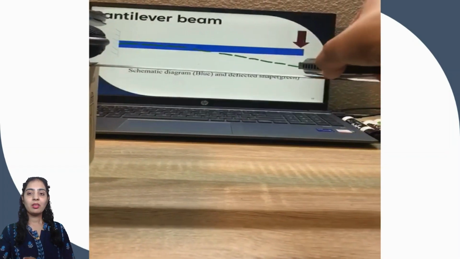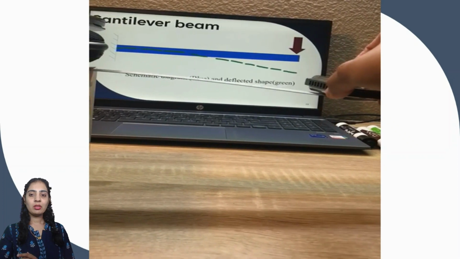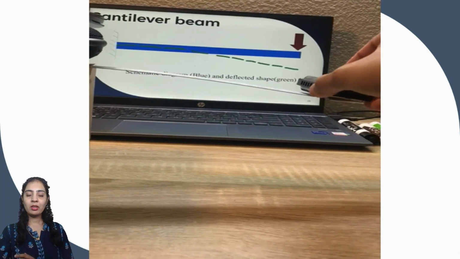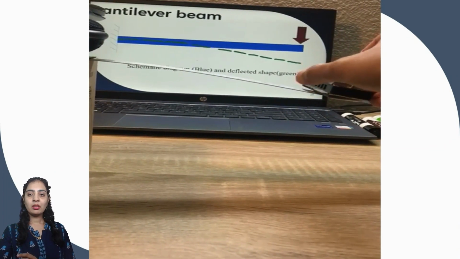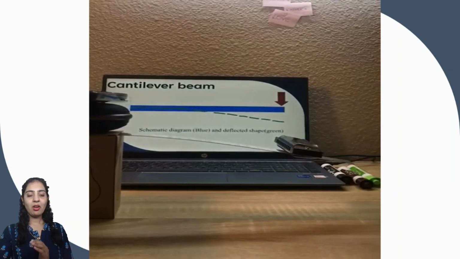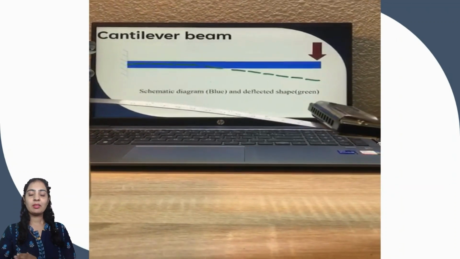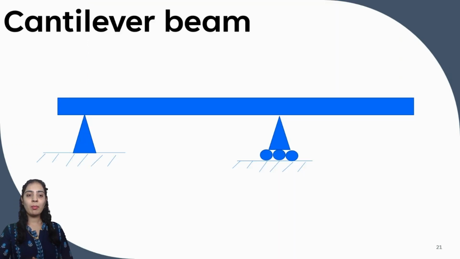Again, no load, straight. And when the load is applied, see the deflected shape. Observe at the fixed end and at the free end. This is one example of a cantilever beam.